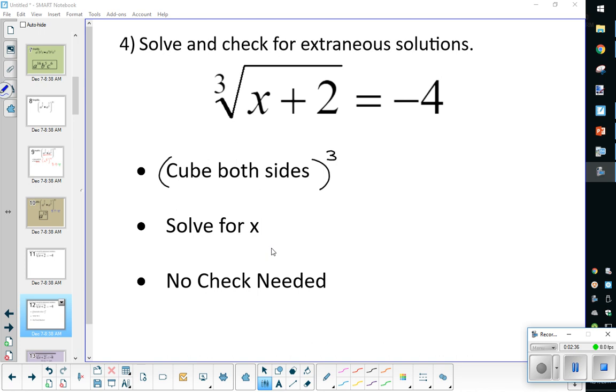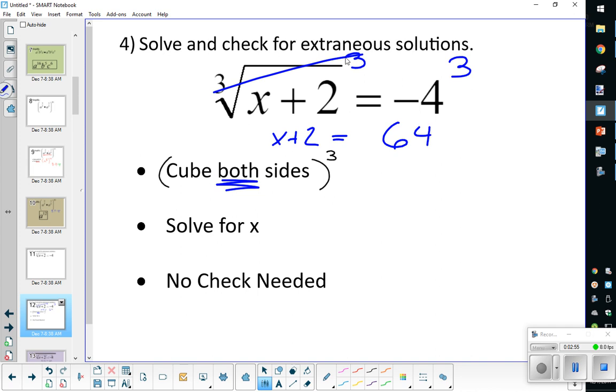Let's look here. We're going to cube both sides. A lot of us do this, but remember, whenever you do something to one side, you've got to do it to the other. So make sure you cube both sides. That would cancel the cube root, leaving x plus 2 equals negative 4 cubed. Well, 4 cubed is 64. If I'm taking a negative and cubing it, is it going to be positive or negative? It's going to be negative 64. So we get x plus 2 equals negative 64.